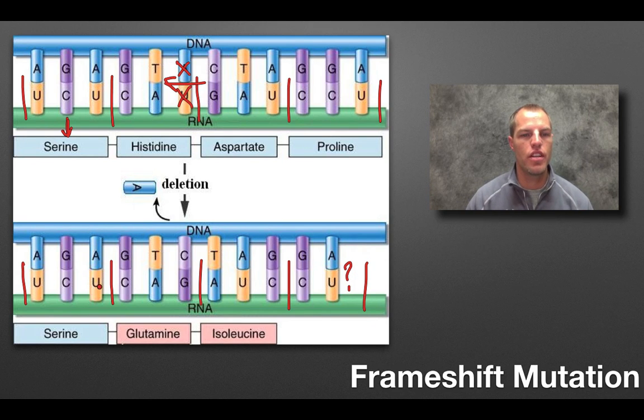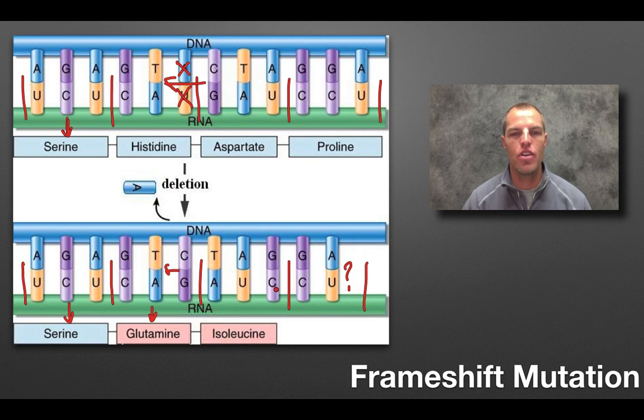But here's the difference. You'll notice UCU is still the same as what we had here at the top. UCU, so it's still producing serine. We had CAU before right here, but because that A got deleted, so did the U, we had a shifting of all of these nucleotides this way, so now our codon here reads CAG, which is producing glutamine, which is totally different than the amino acid that should have been produced there.